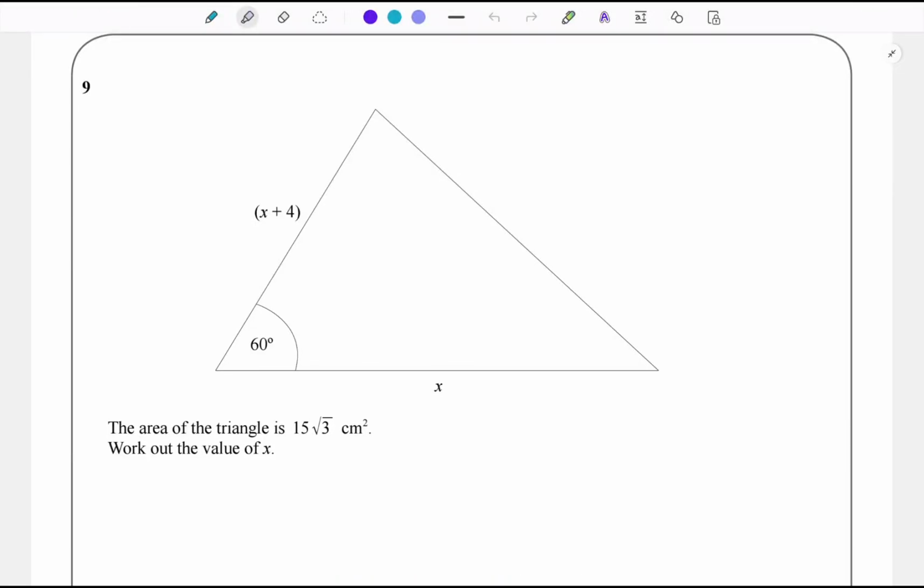So here we've got a non-right angle triangle, and we've been given some unknown lengths because we've got x plus 4x and we've got an angle. It says the area of the triangle is 15 root 3, work out the value of x. So you're given this on the equation sheet.